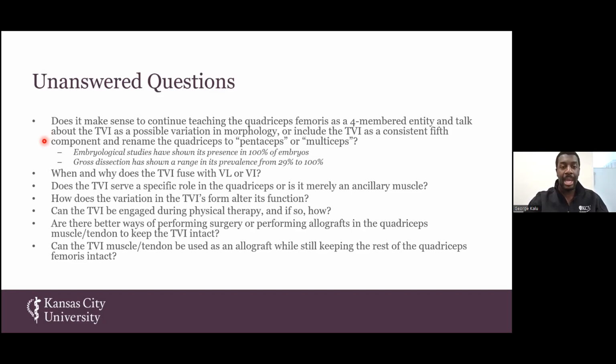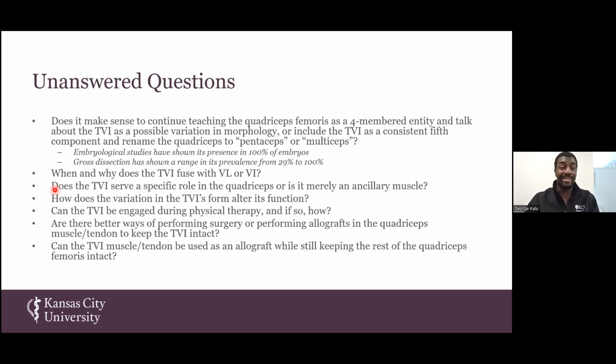The next question that I came up with was, when and why does the TBI fuse with the vastus lateralis or intermedius? And what's the purpose for that, and how does it do that? The next question I had was, does the TBI serve a specific role within the quadriceps? And if so, what is it? Or is it merely an ancillary function where it just assists the other 4 muscles?